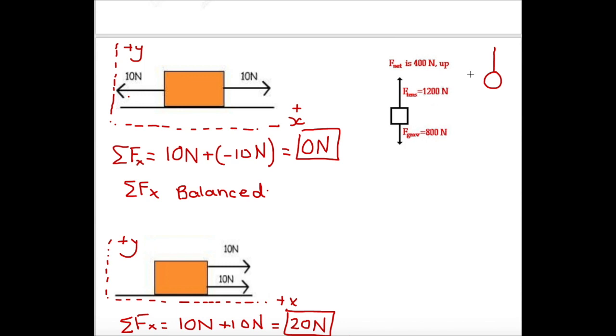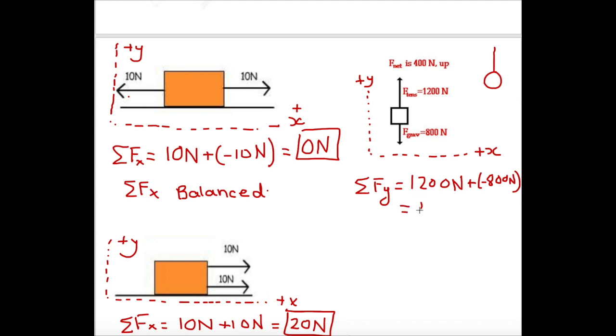So we can set up a very similar coordinate system as we did before, with the positive x direction facing to the right and the positive y direction facing up, just to give us a coordinate system to work with. So that tells me that I have a 1200 newton force in the positive direction and an 800 newton force in the negative direction. So if I sum my forces in the y direction, I will have 1200 newtons plus that negative 800 newtons, because that is facing in the negative y direction.